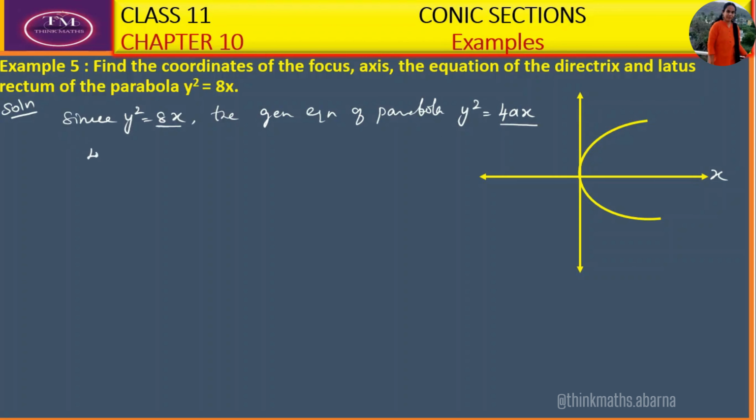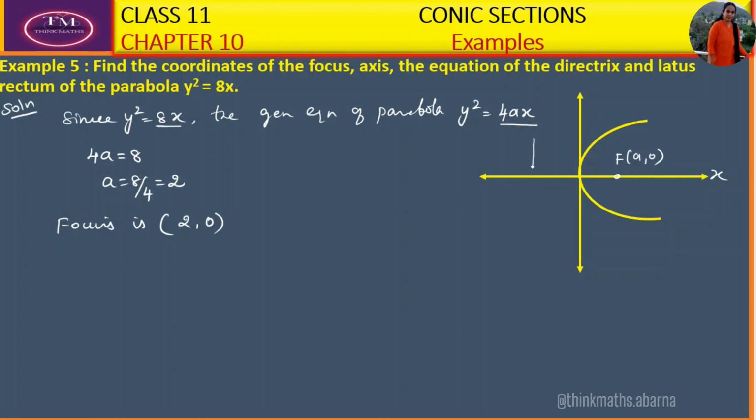we see that 4a equal to 8. Then a will be equal to 8 divided by 4, which is 2. So this is the focus. So the focus will be here, F a comma 0. So here a is 2. So the focus is a comma 0, that is 2 comma 0.